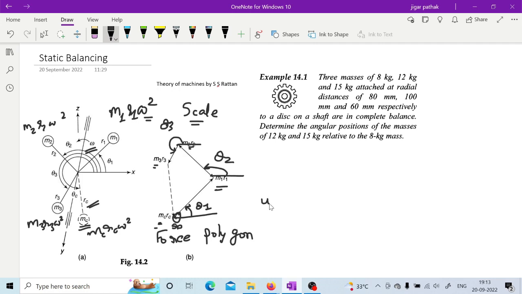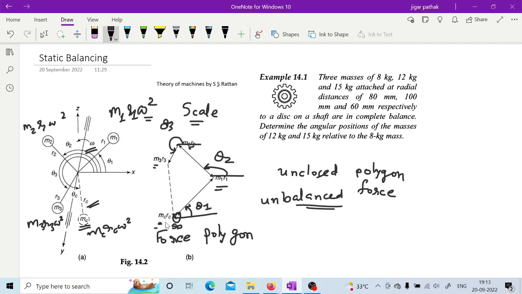there is some unbalanced force present in the system, right? This unclosed polygon will give you an idea that there is some unbalanced force present in the system. So when you join and complete that polygon, you can find the value of this mcrc.